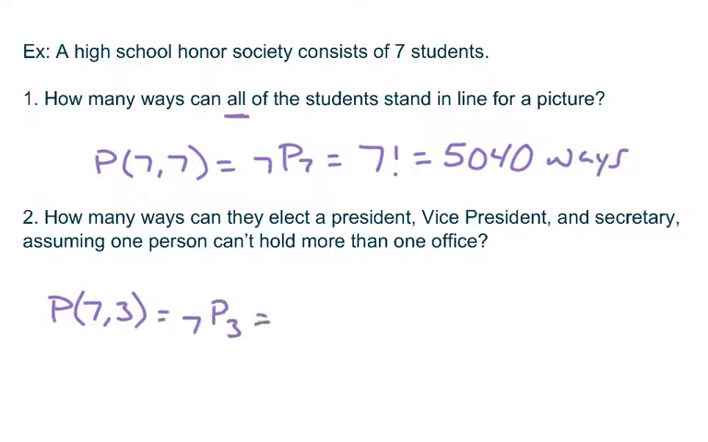If we're going to use the formula, it would be 7 factorial over 7 minus 3 factorial. 7 factorial doesn't really change. 7 minus 3 factorial can become 4 factorial down on the bottom. You can type this in your calculator several different ways. It doesn't really matter. Either way, you're going to get the same answer in the end. There are 210 different ways to elect a president, vice president, and secretary out of those 7 students.